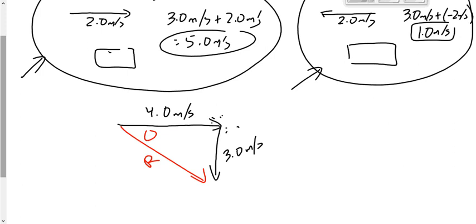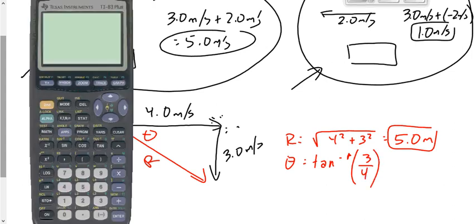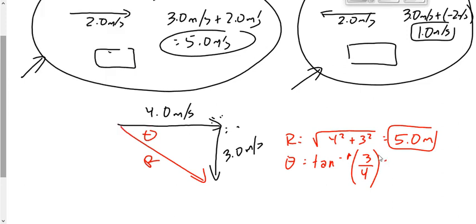Okay, now how do I find that value? We've done that so many times over the last several days. It's the square root of 4 squared plus 3 squared, which happens to be 5. And theta is the inverse tan of 3 over 4. I'm not sure what that works out to be. That works out to be 37 degrees. Does that make sense?